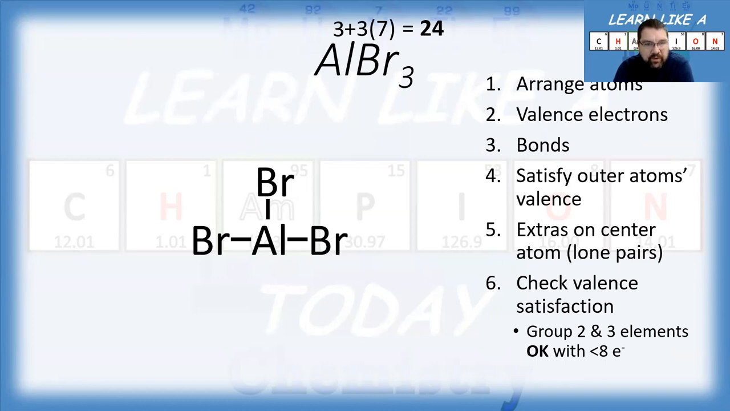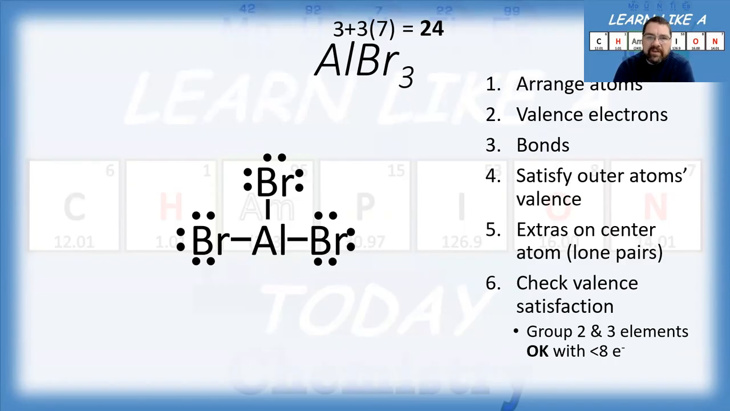Satisfy the outside atoms first. Each bromine is going to need 6 more. So right there, we've used our 18 valence electrons, and there's none left over to put as a lone pair on aluminum. So when we go to check valence satisfaction, the outside atoms have 8, they're fine, but aluminum only has 6. And we might think that that's going to be a problem, okay?